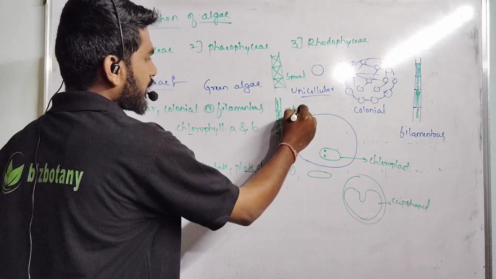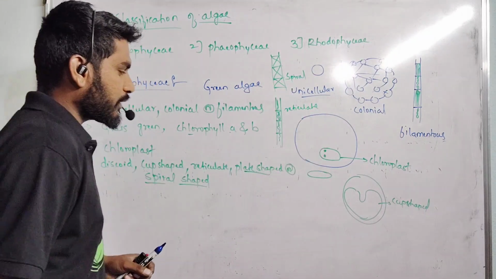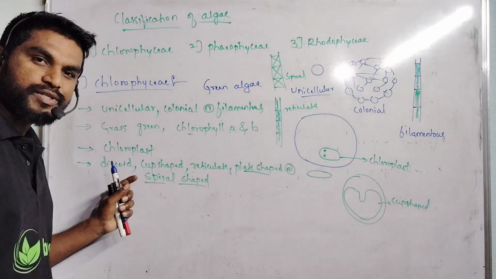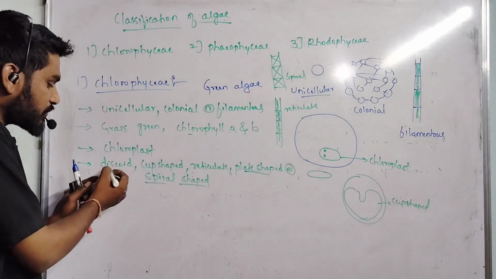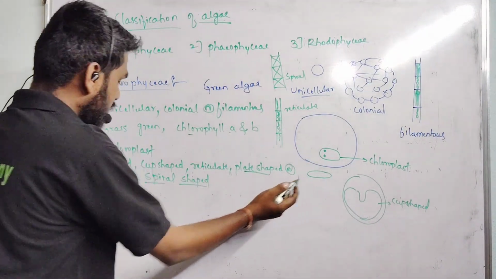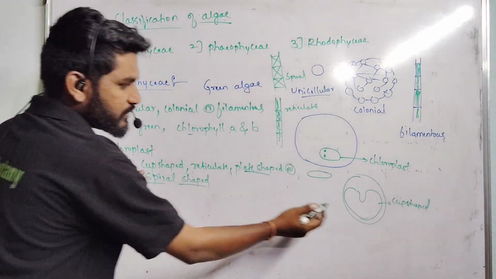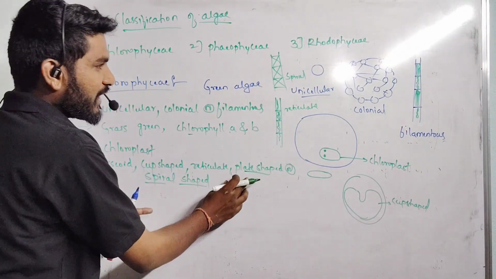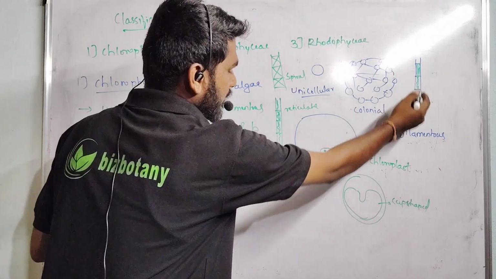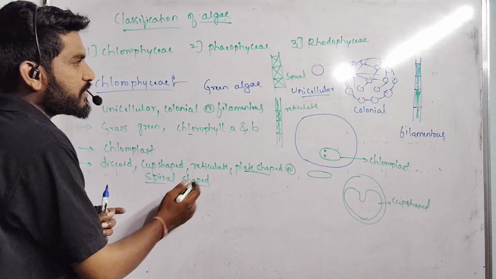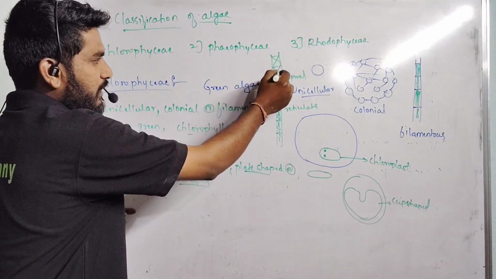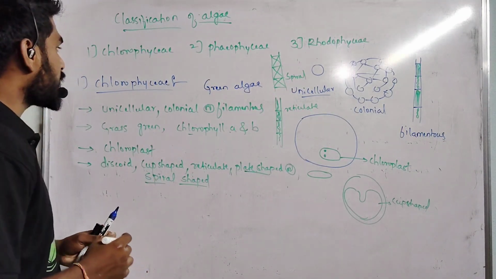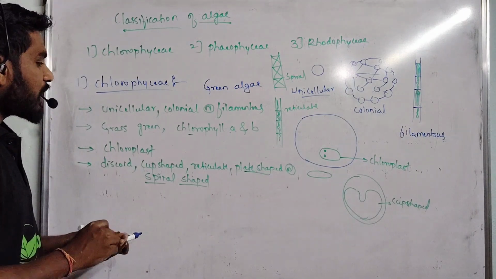This one is reticulate, network like. The shape and size of the chloroplast varies from one species to another. In some cases you can see discoid, means disc-like shaped, cup-shaped chloroplast. Reticulate means network-like, and plate-like means this structure is a plate-like chloroplast. Spiral-shaped means the chloroplast is spirally arranged, present in some species of the Chlorophyceae class.